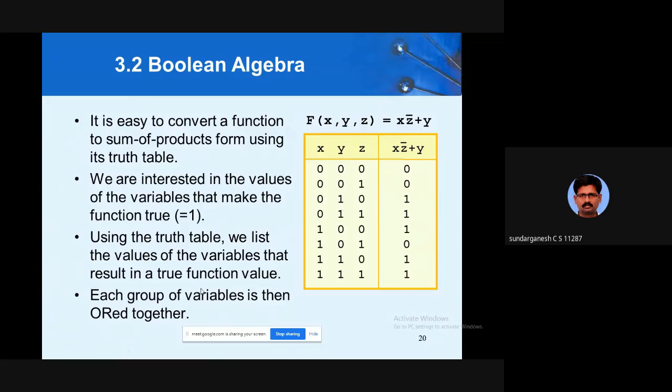It is very easy to calculate the value of the function from the truth table. For example, I have a function f of x, y, z equal to x z bar, means complement, x into z bar plus y. So we have to take these x, y, z values. So here it is a 3 variable sum. So you have to take all the combinations of x, y, z. So 2 power 3, 8 combinations. So you have to take all the combinations as input. So output, by using the expression, you have to find out.